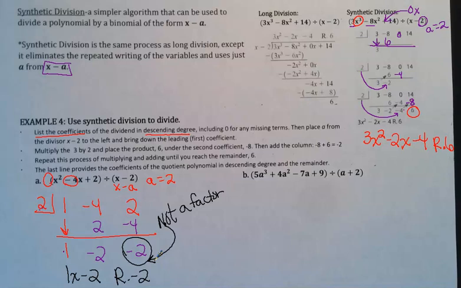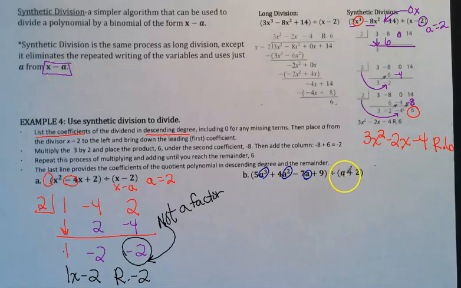Okay, let's look at b. I think we can get it to fit too. Okay, so let's check our terms. We've got a cubed, a squared, a, and then a constant. So we're good. We don't have to insert any zeros. Okay, if we check the next part, what we're dividing by is supposed to be in this form x minus a.